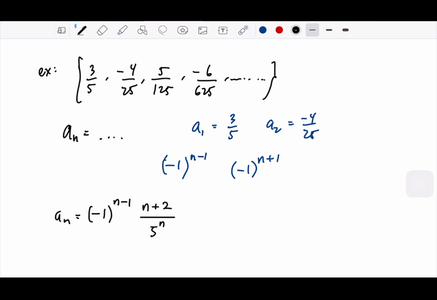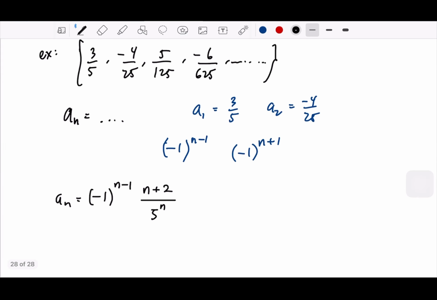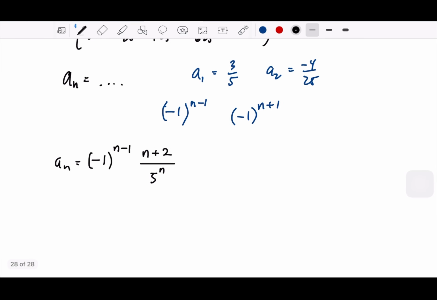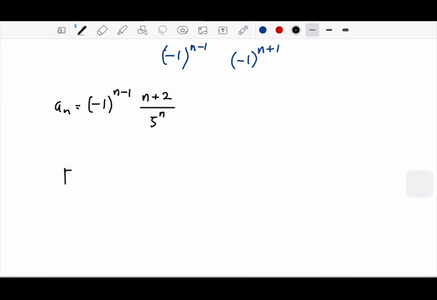However, we also have some sequences that don't have a simple defined equation. For example, the Fibonacci, I think most of you are familiar with. Let me write the Fibonacci sequence.